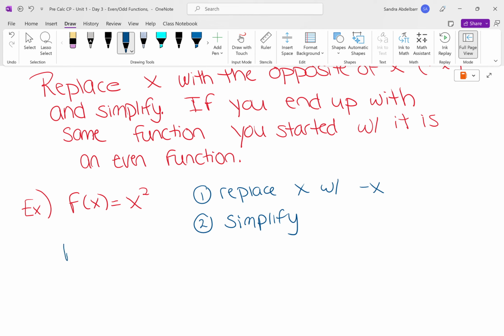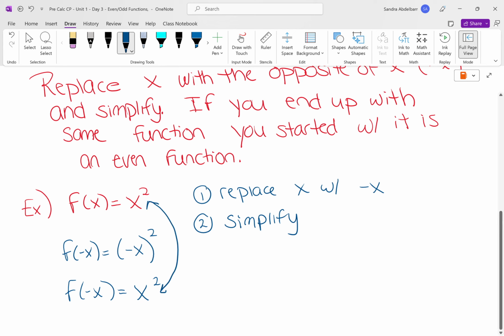So now I'm going to go to f of negative x. F of negative x would be the whole negative x squared, right? Anytime we see an x, we're going to replace it with negative x. And what happens when you square negative x? Don't you end up with just a positive x squared? So because the original function and the simplified one after we put in the opposite of x is the same, that means it's an even function. If it were different, would it be an even function? No. If it were different, it would not be an even function.